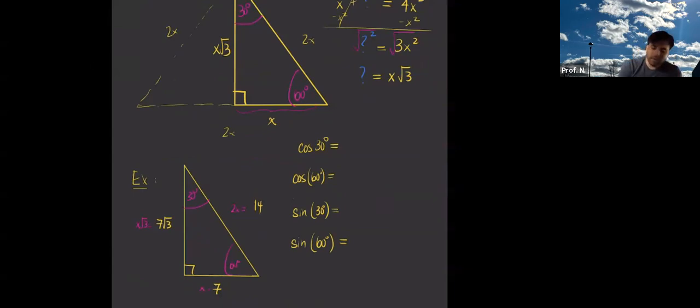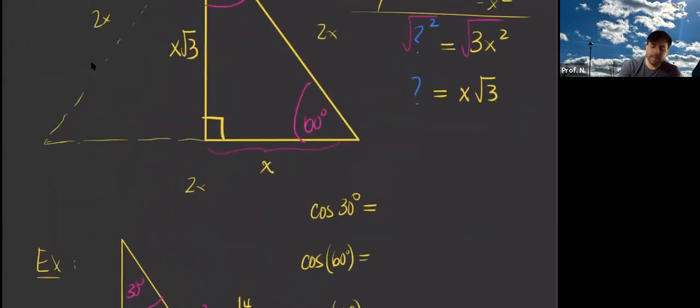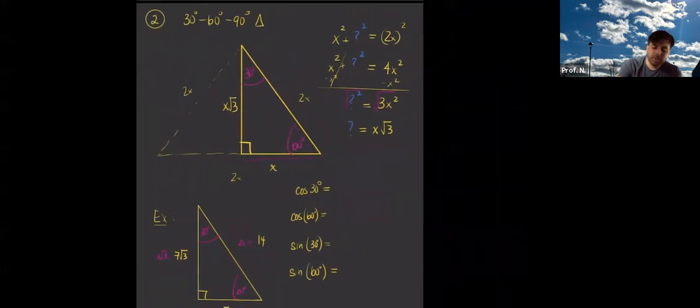So what's cosine of 30 degrees? Cosine of 30 degrees is adjacent over hypotenuse. So it's going to be what? x rad 3 over 2x. But what happens with the x's? Do you see how I don't really care about the x's? They cancel out every time. And then what is it? Rad 3 over 2. Cosine of 30 degrees is rad 3 over 2.